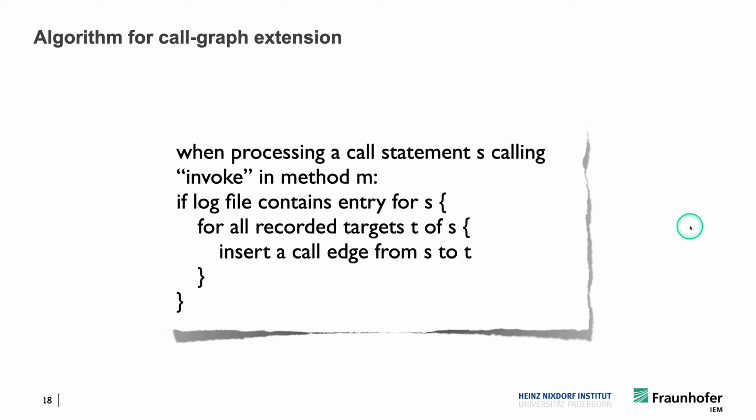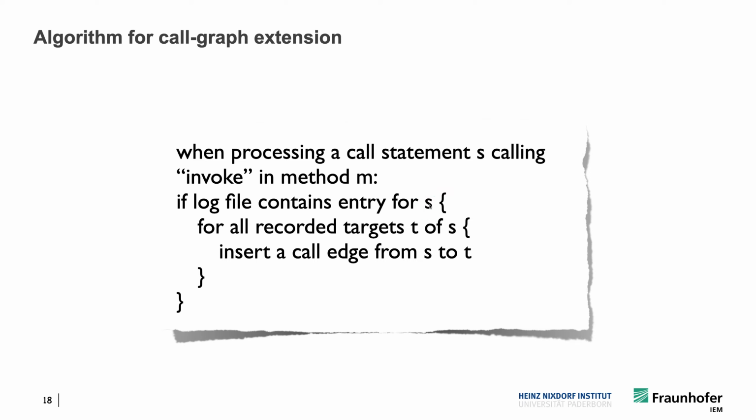So the algorithm for call graph extension, it's really rather simple. So basically, when processing a call statement S that is calling invoke and within some method M, right? So we have a method M that contains a method.invoke call. Then if the log file contains an entry for that particular statement, so matched by the line number, then for all recorded targets T of S that are part of the log file, insert a call edge from S to T, okay? And I told you we use the line number to do this matching.